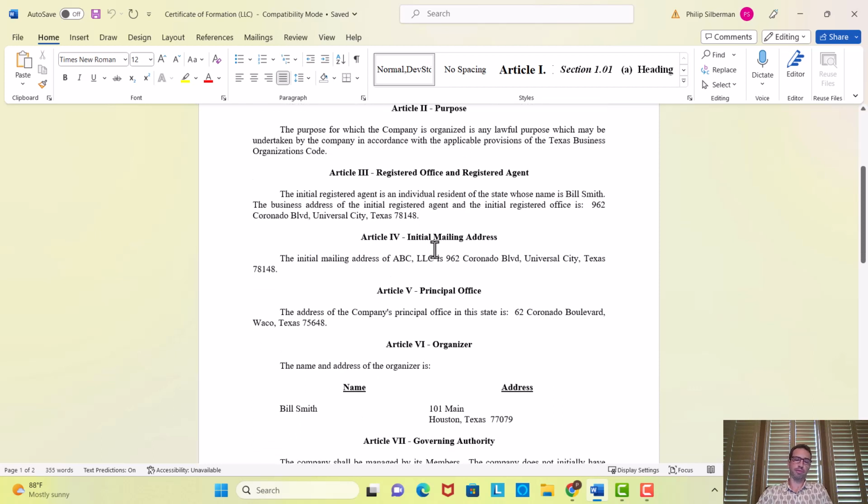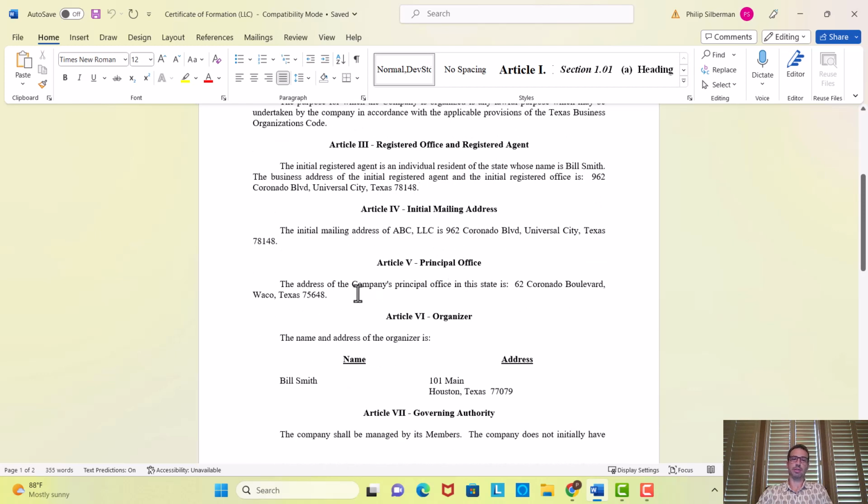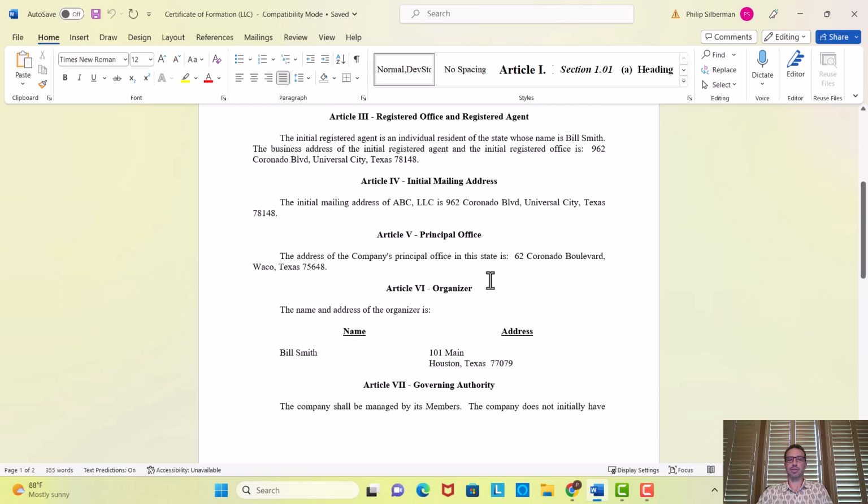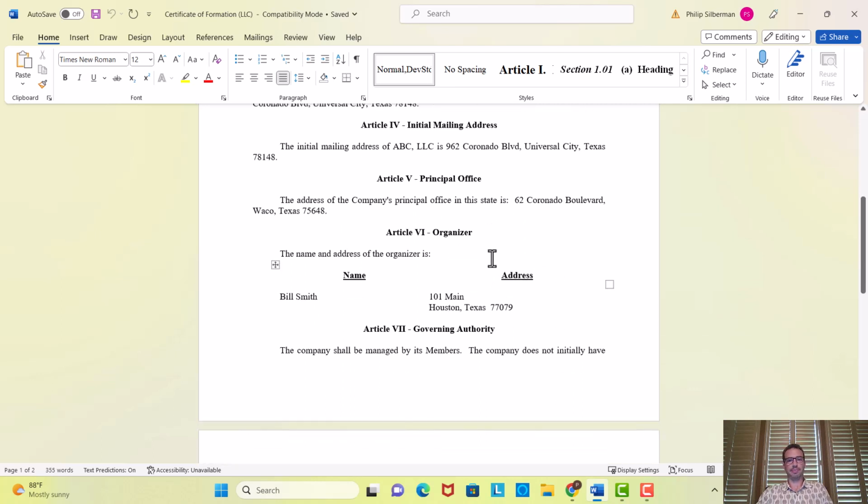Moving along to Article 4, initial mailing address of the LLC, pretty self-explanatory. Principal office, Article 5, where the LLC has their business in the state. Organizer, that's the person who's putting the LLC together, who's forming the LLC. Does not have to be a member, although it can be. It could be an attorney again, but the organizer doesn't necessarily have any ownership.